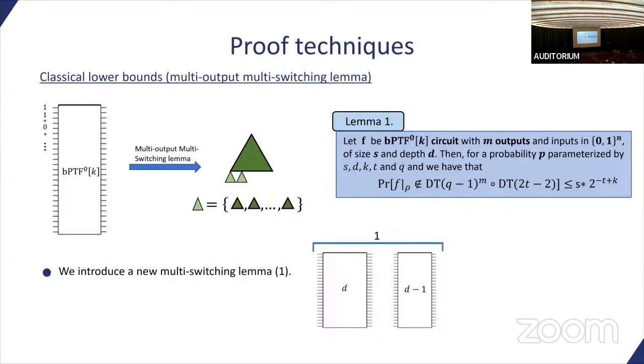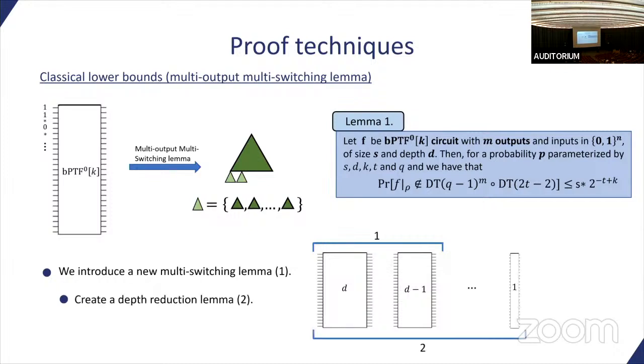And for this, we introduce a new multi-switching lemma, which is the lemma which allows us to reduce a depth 1 of the circuit. And then this allows us to create a depth reduction lemma, which reduces the entire circuit for constant depth.